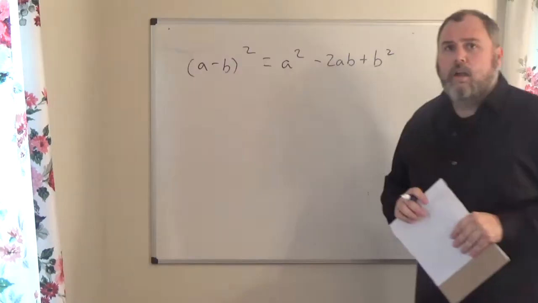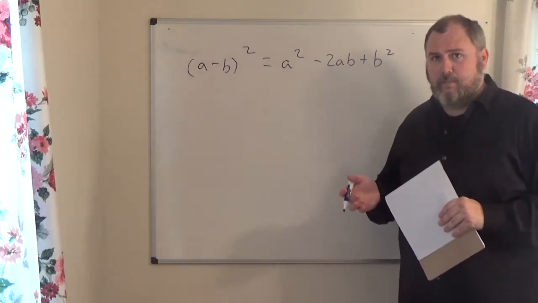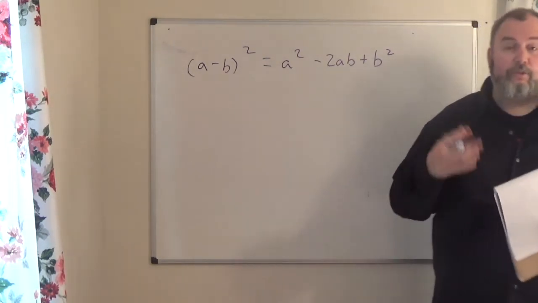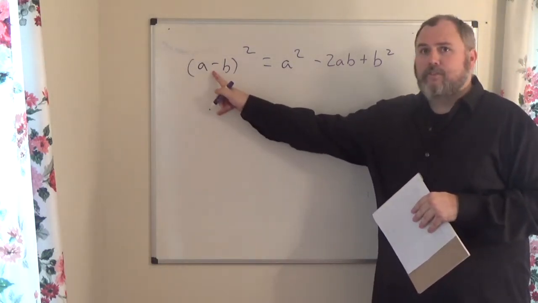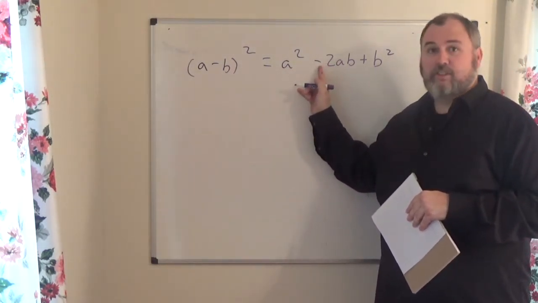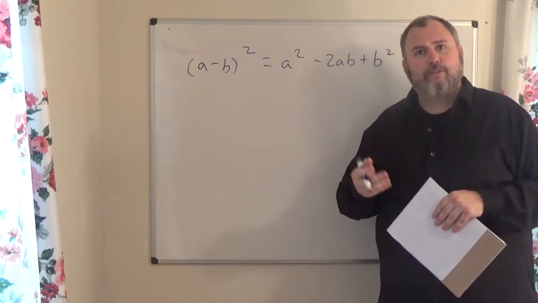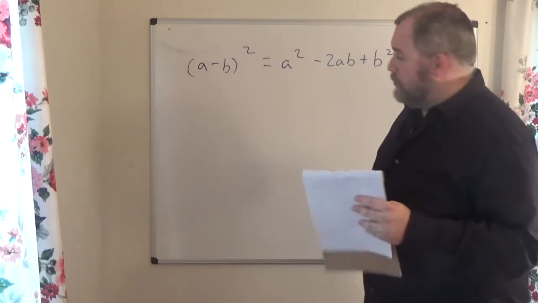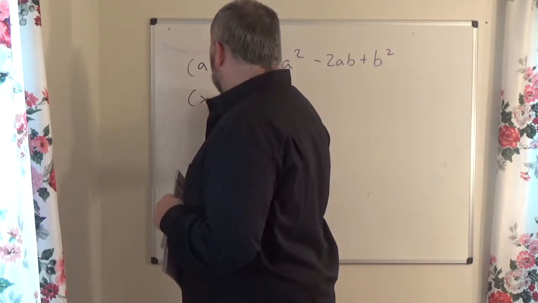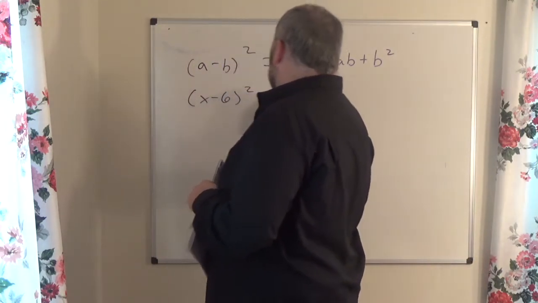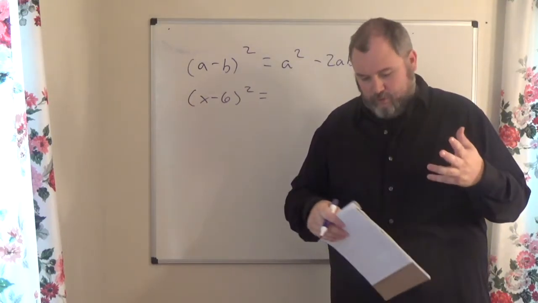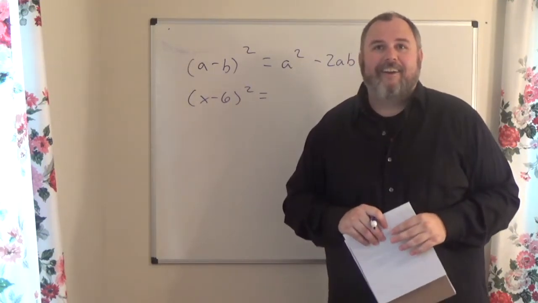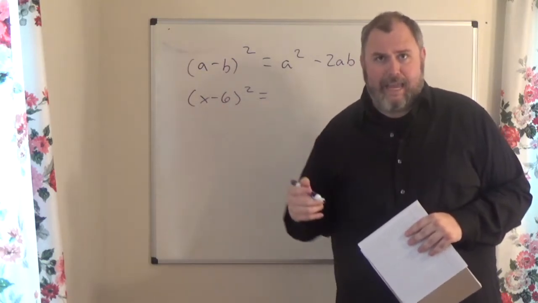I am done. Alright, so for this next one, it's very similar to the square of a sum. The difference is that I've got a subtraction sign here, but everything pretty much remains the same. So our very first problem is x minus 6 squared. We're going to do just like we did with the square of a sum. We're going to do the exact same thing again.